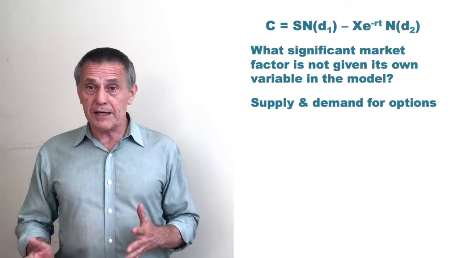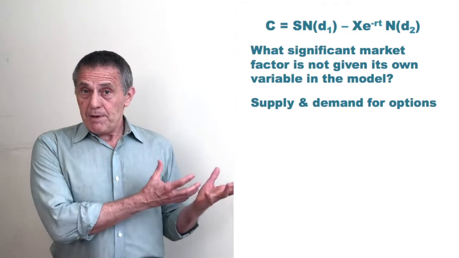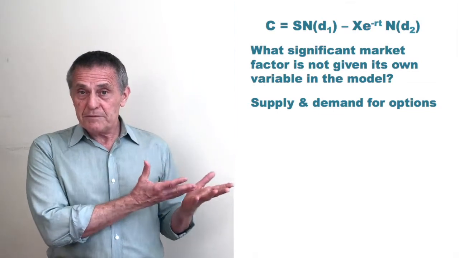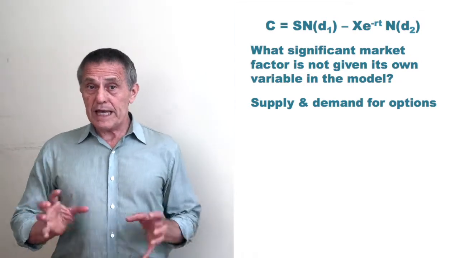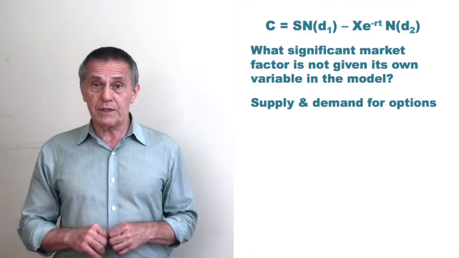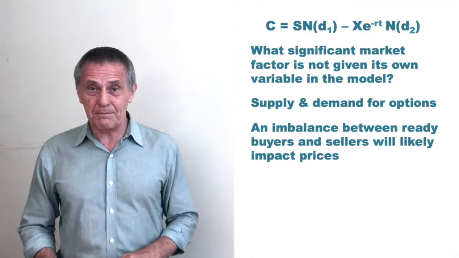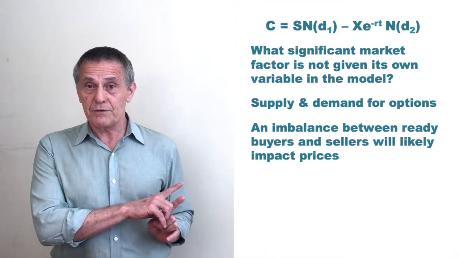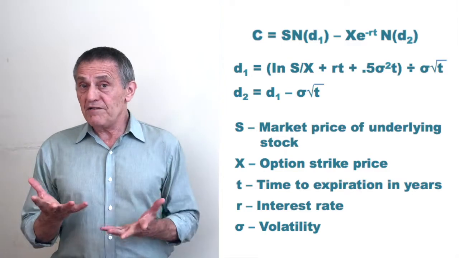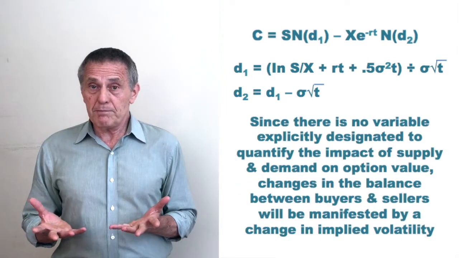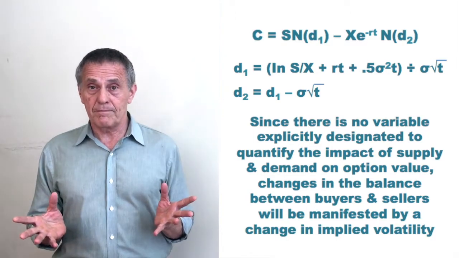Clearly, the balance between buyers and sellers is going to have an impact on asset prices in any market, and yet the balance between buyers and sellers, supply and demand for options, is not reflected in that model whatsoever. Consequently, anytime there's a change in that balance between buyers and sellers, that imbalance between buy-side and sell-side pressure is going to have an impact on option values. And since that wouldn't be captured in any of the first four variables, by default, any change in the balance between ready buyers and sellers is going to have to manifest itself as a change in implied volatility.